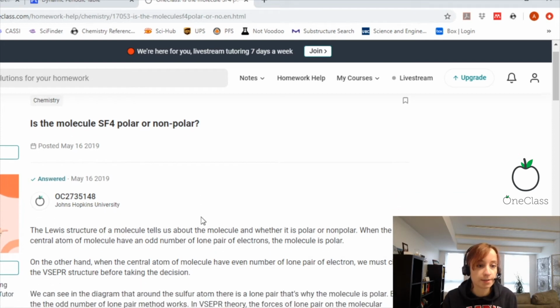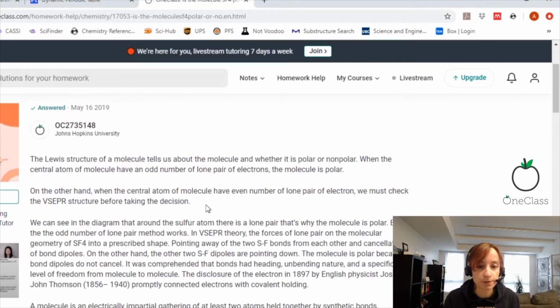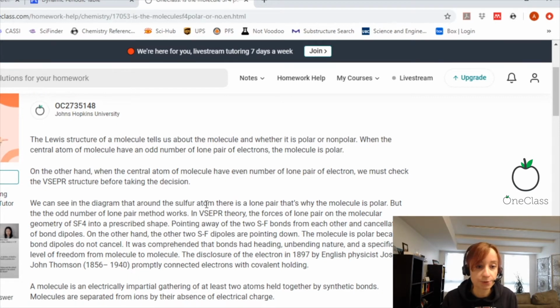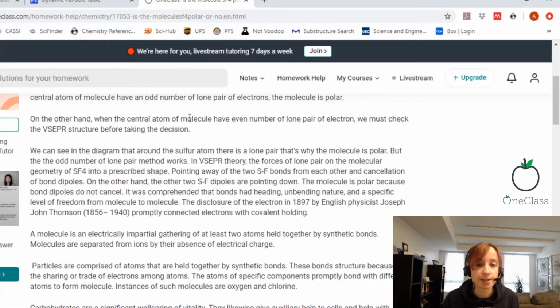So the question is, is the molecule SF4 polar or nonpolar? The Lewis structure of a molecule indicates the polarity of the molecule. When the central atom has an odd number of lone pairs, the molecule is generally polar. But if the central atom of a molecule has an even number of lone pairs, you have to decide on the VSEPR diagram, the VSEPR structure, so the shape of the molecule, before making a decision.